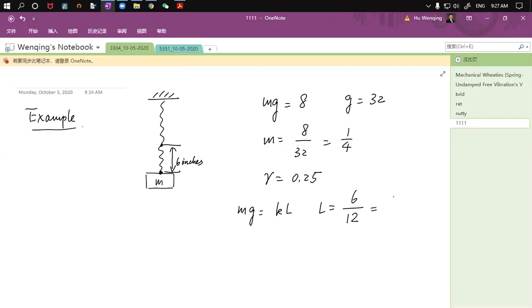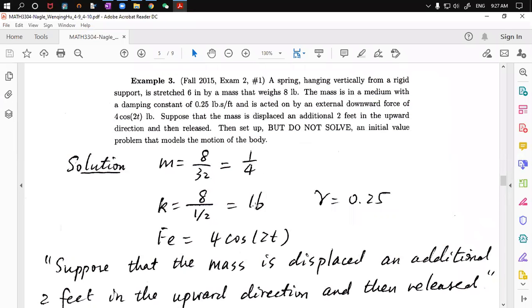So 6/12 is 1/2. As long as you have this, you can see that Hooke's constant is equal to mg over L, but mg is equal to 8, L is 1/2, so Hooke's constant is going to be 16. So you get Hooke's constant. And then it says that the external force on the mass is downward, by 4.